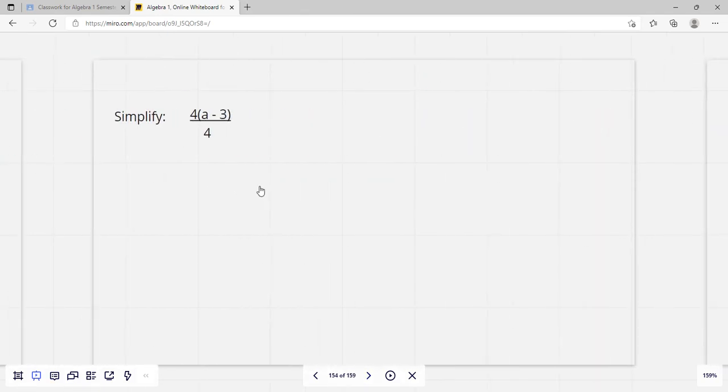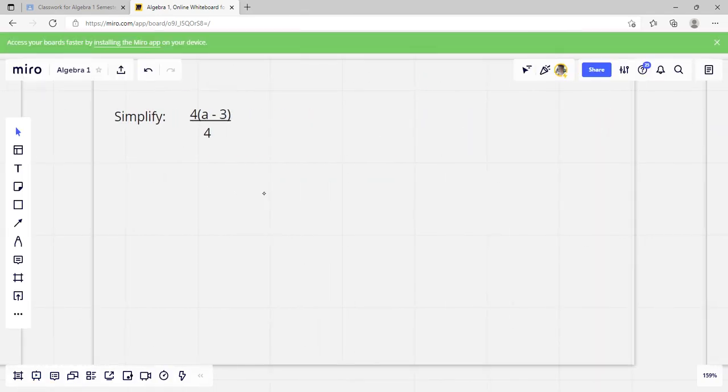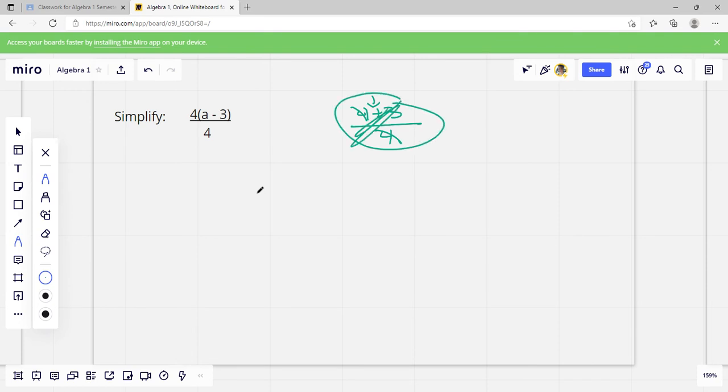Okay, on this one, we're going to simplify. And we can simplify this because these are factors, right? So if it said 4 plus 3 over 4, we can't cancel that because we can only cancel things that are being multiplied. This is being added, so you cannot cancel that. This one right here is being multiplied, so we can cancel that. So the answer to this is a minus 3.